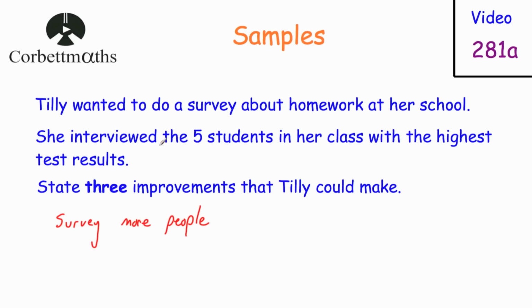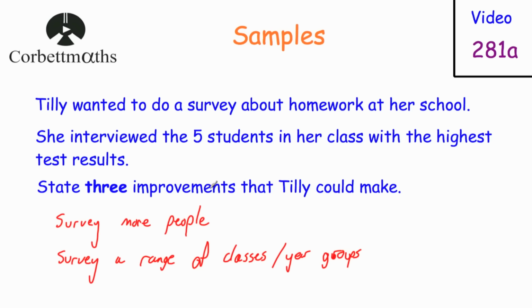Okay, another improvement. It says 5 students in her class. I think she should really survey a range of classes or year groups. So because she surveyed just students in her class, those students might not be representative of the whole school. Different year groups might have a different opinion to homework. Different classes might have different opinions and so on.